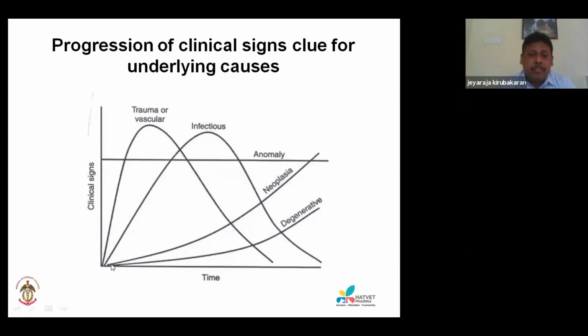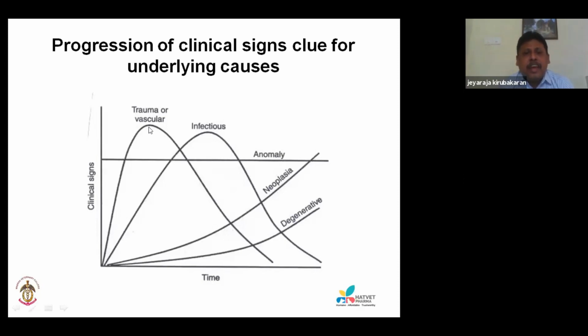And next comes infectious. It is not as acute as you see with trauma or ischemia, but it is somewhat acute, and then it improves over a period of time. Whereas a congenital anomaly will be a very static sign throughout. With neoplasia, the signs will slowly progress. It will worsen; it won't improve. In case of a trauma or infection, over a period of time, it will improve. But in neoplasia, gradually it deteriorates. The same thing holds good for degenerative disease, which is much slower than neoplasia.